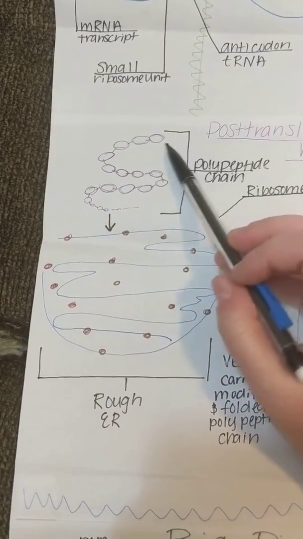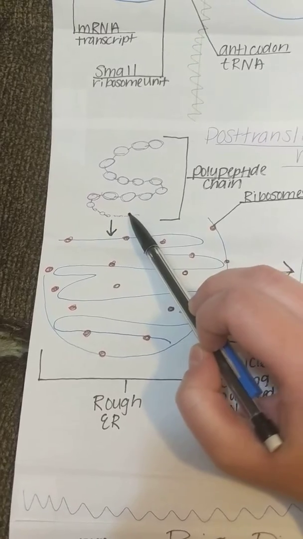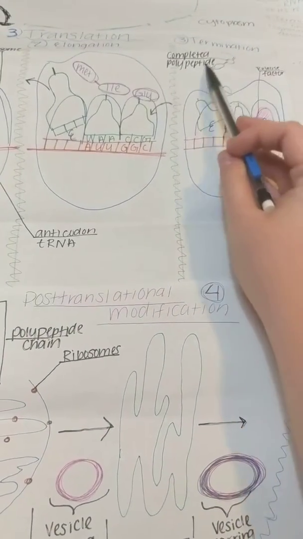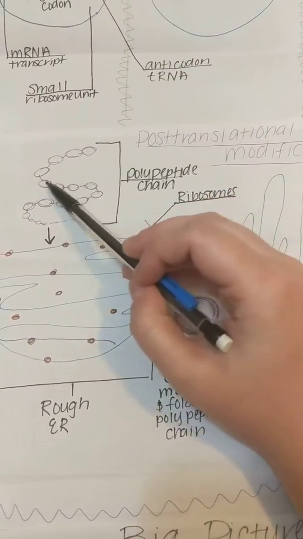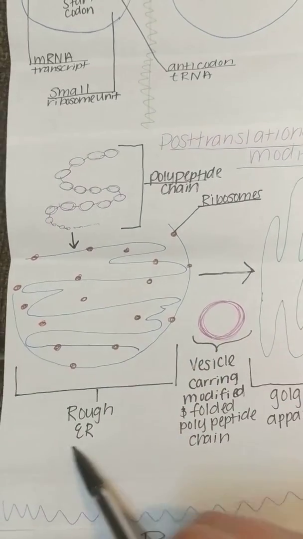So our polypeptide chain has just come from the organelle ribosome. And once it hits its termination sequence, as we remember, termination, this polypeptide chain has to travel to the rough ER, the organelle rough ER.